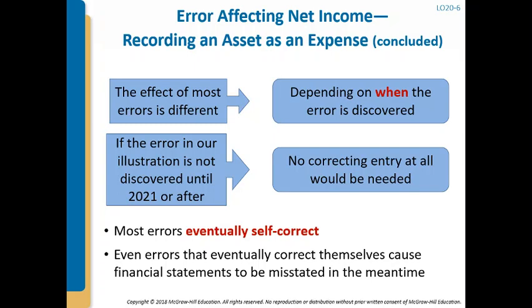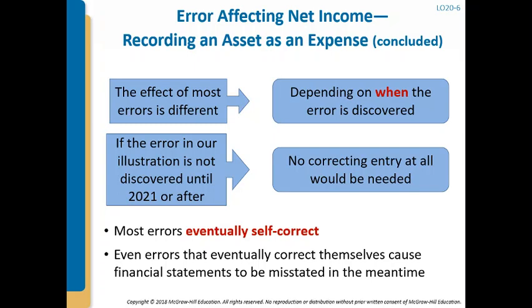All right, so here we have an error also that affects net income. This would be where you're recording an asset as an expense. And so what you do here depends on when the error is discovered.